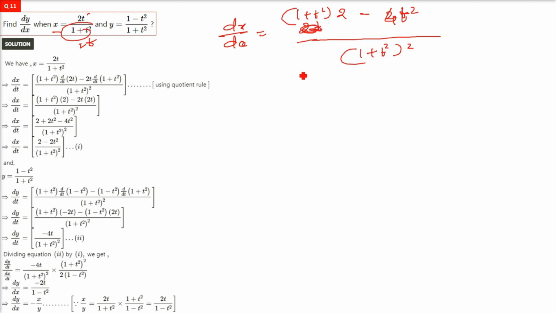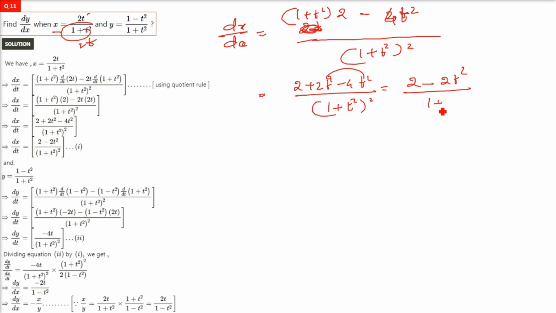So you can write it as twice of 2 into 1 plus t square, that is 2 plus 2t square minus 4t square. So 2 plus 2t square minus 4t square divided by 1 plus t square whole square. This will give you 2 minus 2t square, 2 minus 2t square divided by 1 plus t square whole square.